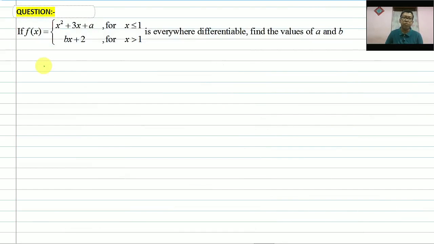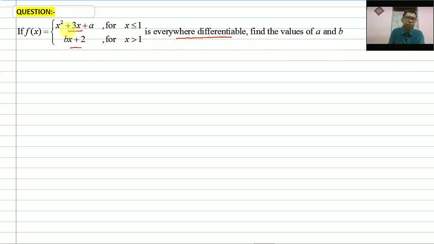The next question is, if f of x is equal to x square plus 3x plus a, this is a polynomial, and bx plus 2, the domains are given. First domain is x is less than or equal to 1, second domain is x is greater than 1, is everywhere differentiable. This is given, everywhere differentiable, that means a differentiable function. Find the values of a and b.